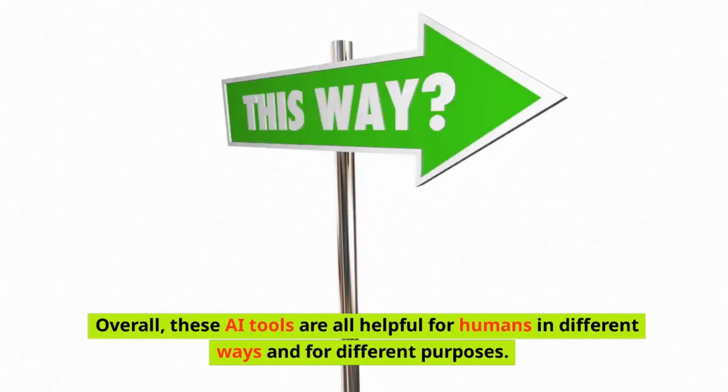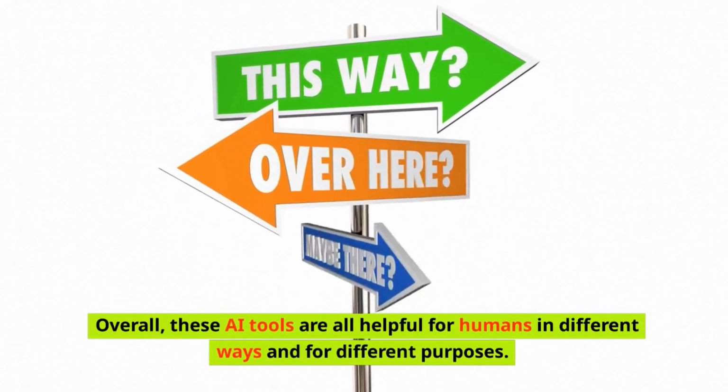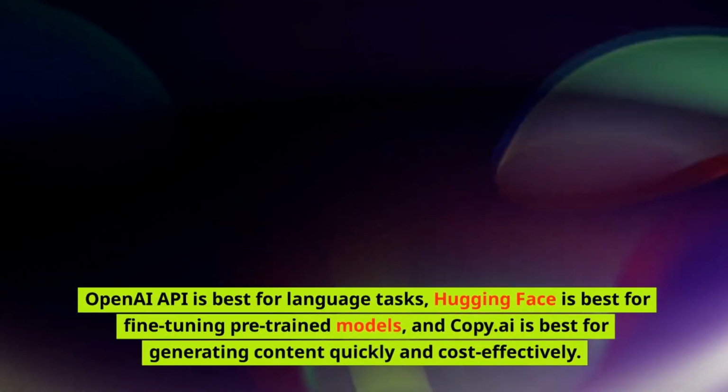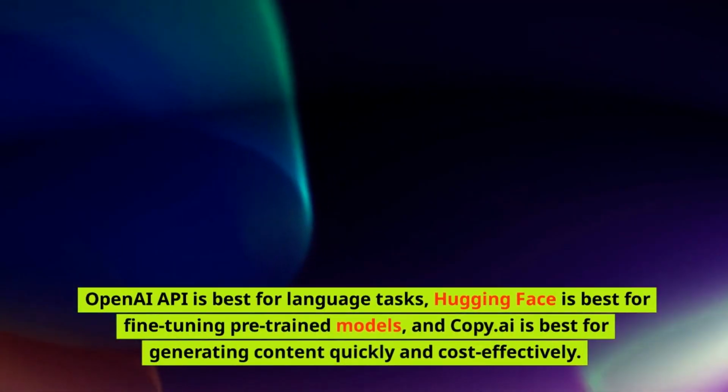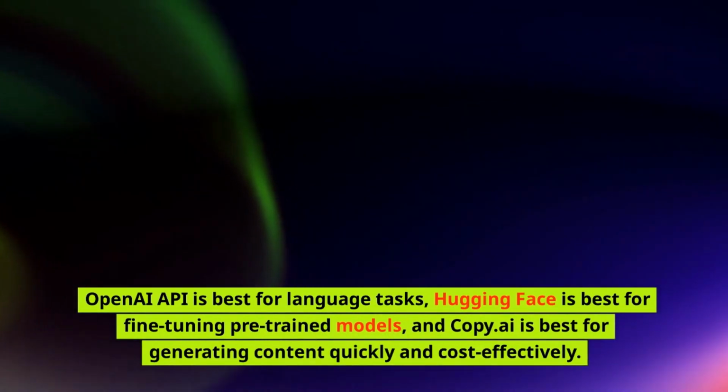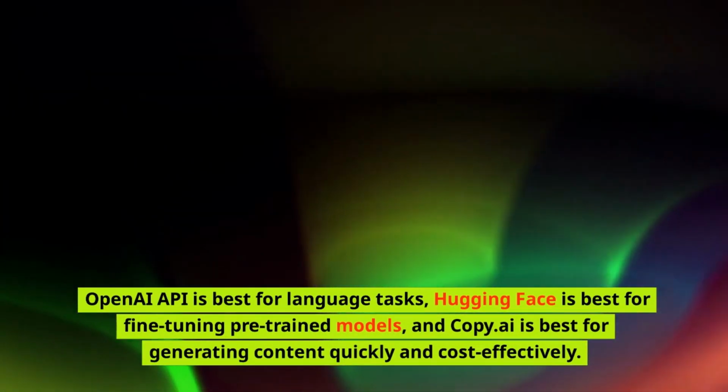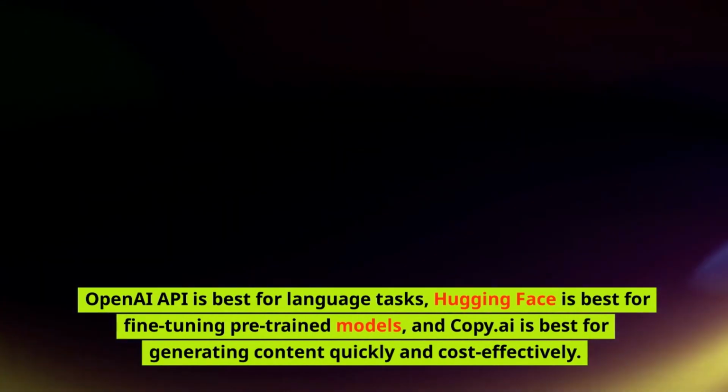Overall, these AI tools are all helpful for humans in different ways and for different purposes. OpenAI API is best for language tasks, Hugging Face is best for fine-tuning pre-trained models, and Copy.ai is best for generating content quickly and cost-effectively.